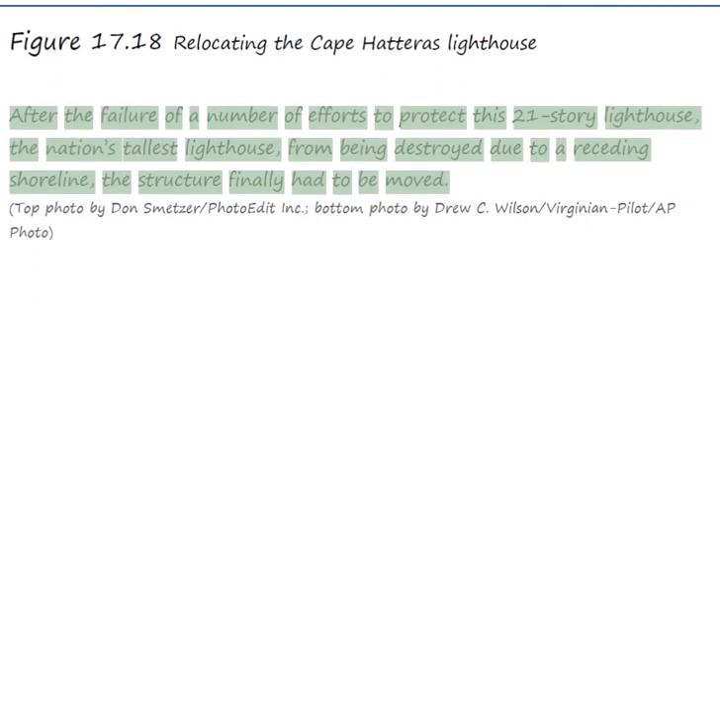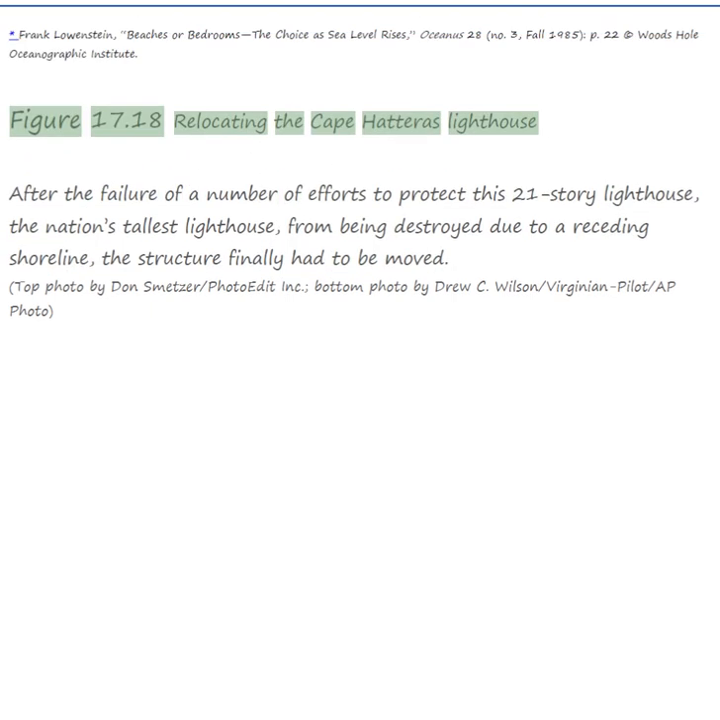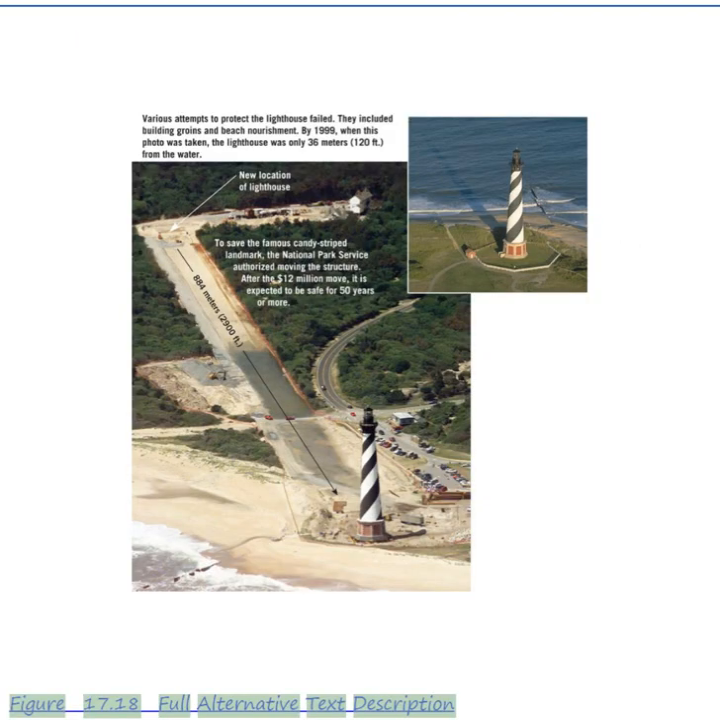After the failure of a number of efforts to protect this 21-story lighthouse, the nation's tallest lighthouse, from being destroyed due to a receding shoreline, the structure finally had to be moved. Figure 17.18, Relocating the Cape Hatteras Lighthouse. Figure 17.18, full alternative text description.